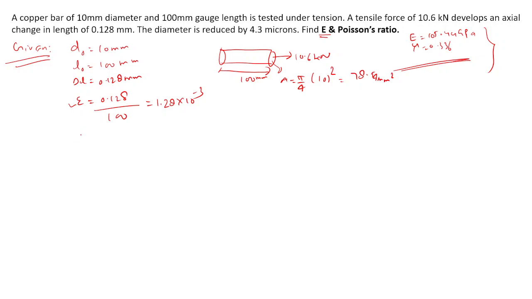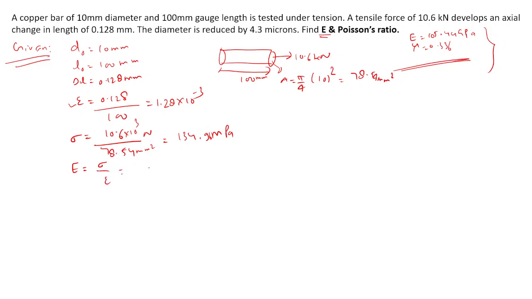Yes, sir. So what would be the stress? 10.6 by this area, 78.54. This is in kilonewton, keep that in mind, and this is mm square. So how much is it coming? 134.96 megapascal. If you put 10 to the power 3 newton, then it will become megapascal. How much is it coming? 134.96 megapascal.